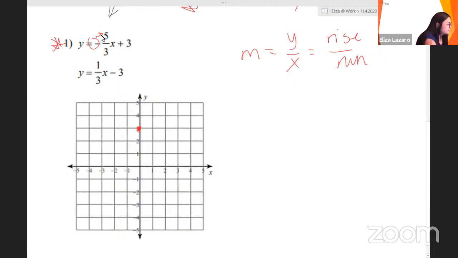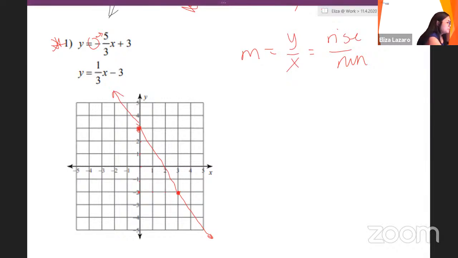So we're going to go down 5. 1, 2, 3, 4, 5. Oh, don't make a mark. And then over 3. 1, 2, 3. And then that line, if we connect those two, hopefully we'll get it to match correctly. That will be the line for that equation. Then we're going to do the next one.